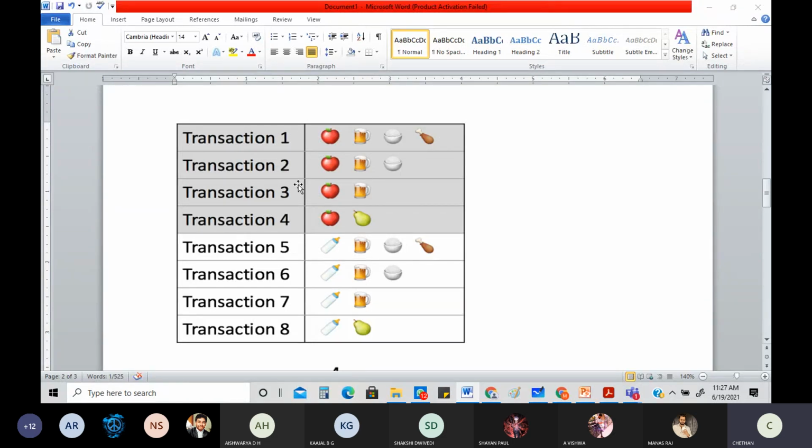In transactions 1, 2, 3, all three have the two items coming together. Now you may be thinking of transaction 4. Transaction 4 doesn't have both things. It has only apple. And transactions 5, 6, 7 don't have apple. They have only beer. So you should not take these. You should only take transactions 1, 2, 3, because two things are brought together.